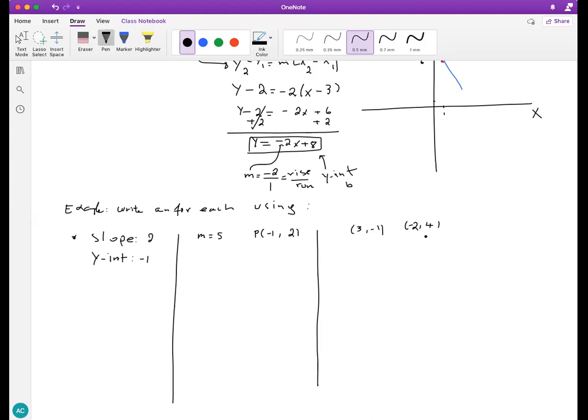Okay, so let's see if that works. So I'm going to do -2 minus, let's make actually this one, let's make it -3 here. Okay, we can work with that.